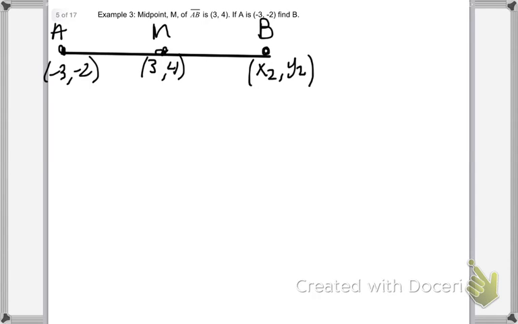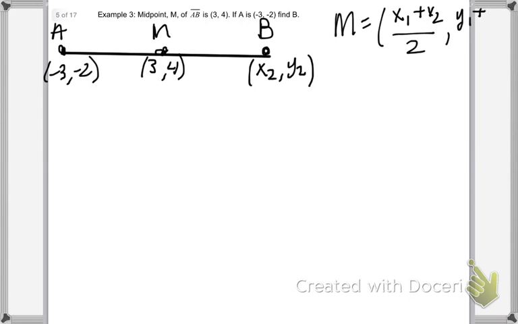Now, in order to find those, I can use my formula. Remember, my formula for the midpoint is we take the X's of our endpoints, add them, and divide by 2, and the Y's of our endpoints, add them and divide by 2.